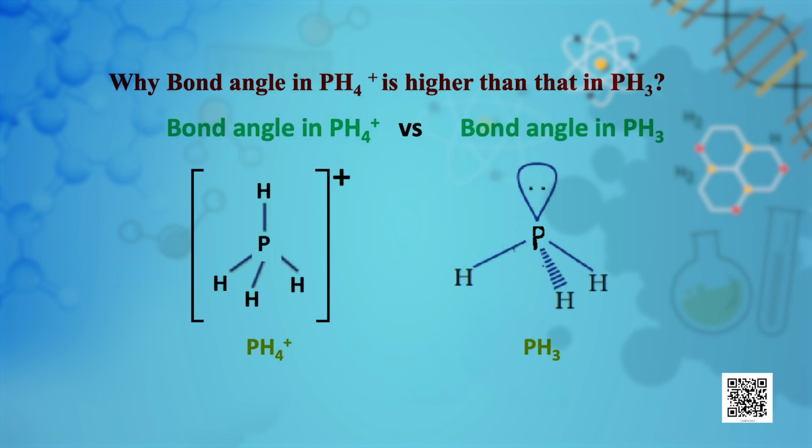Have you ever thought why the bond angle in phosphonium ion PH4+ is higher than that in phosphine? As you can see in the figure, there is lone pair-bond pair repulsion in phosphine, which is absent in the phosphonium ion. This lone pair-bond pair repulsion brings the P-H bonds closer and this decreases the H-P-H bond angle.